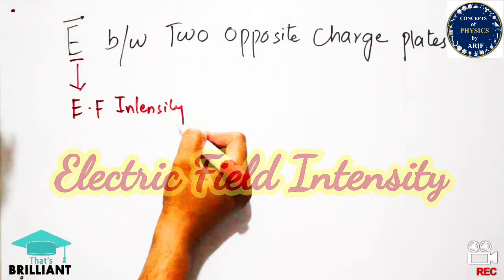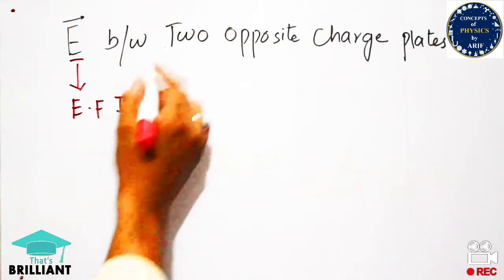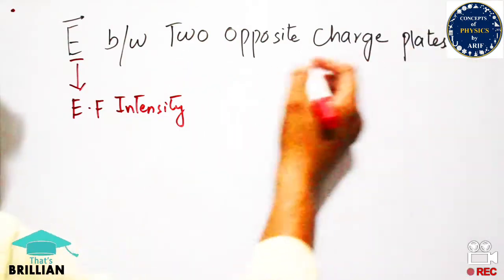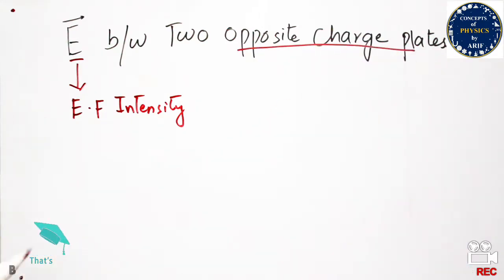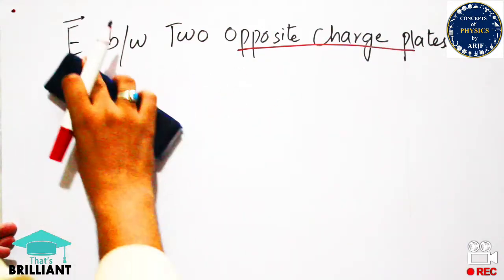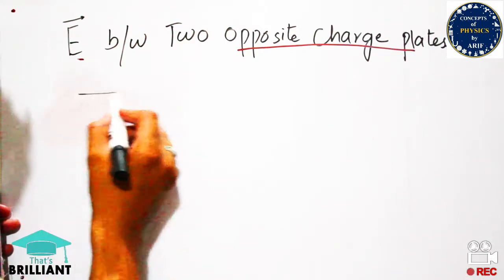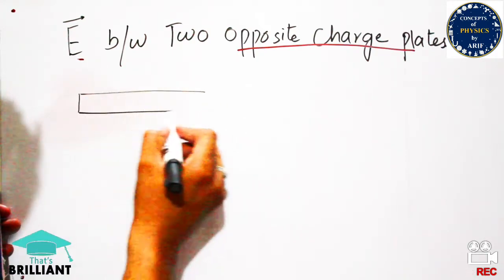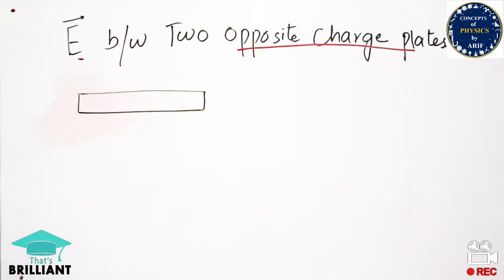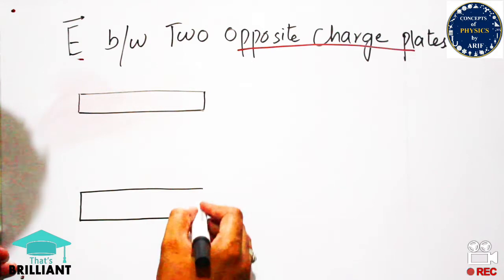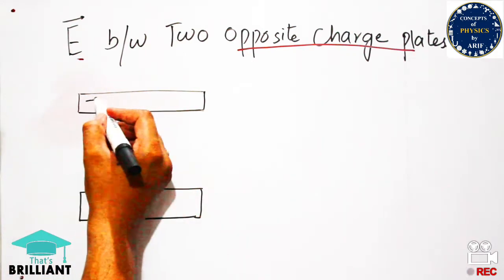This is the last application of Gauss's law, which is the electric field intensity between two opposite plates, or oppositely charged plates, in which the plates are equally distributed with different charges. For example, one plate is equally distributed with positive charge and the other plate is equally distributed with negative charge, and these are placed in front of each other.